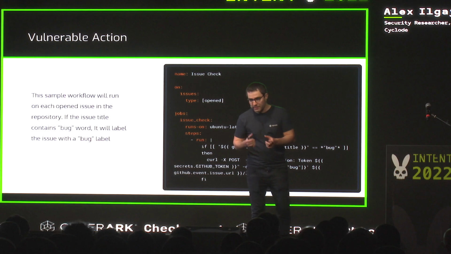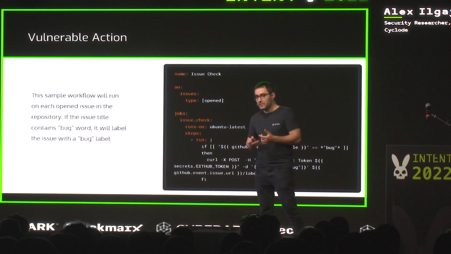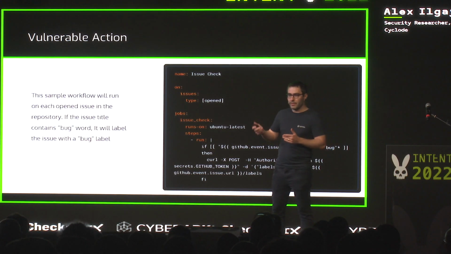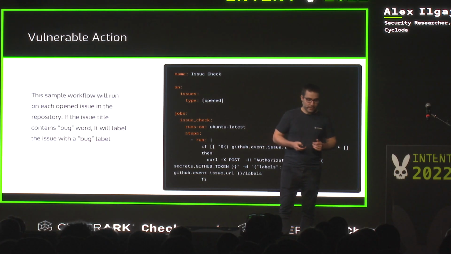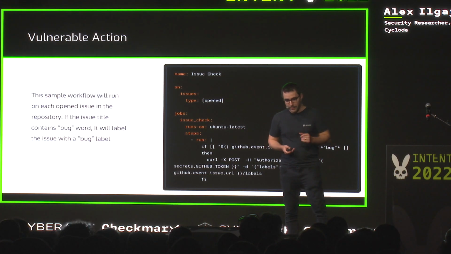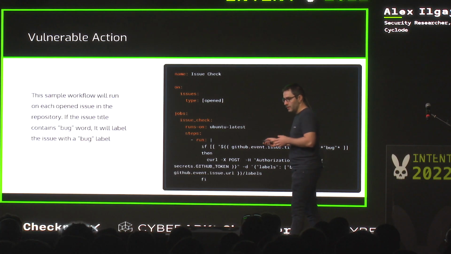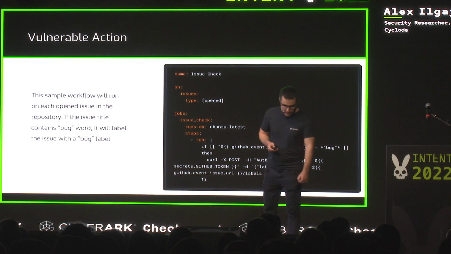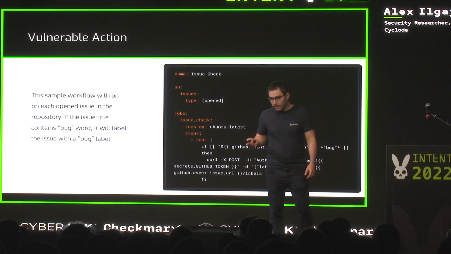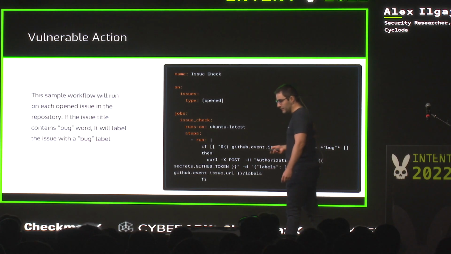So this script checks if the issue title contains the word bug. If it contains the word bug, we call the GitHub API with a GitHub token, and we add a new label to the issue with the word bug. This could potentially help maintainers triage the issues in the repository. At first sight, this workflow looks innocent, but it has a really big problem.